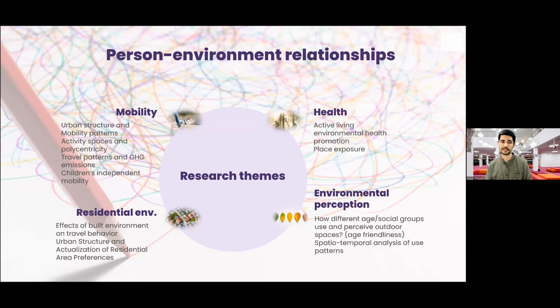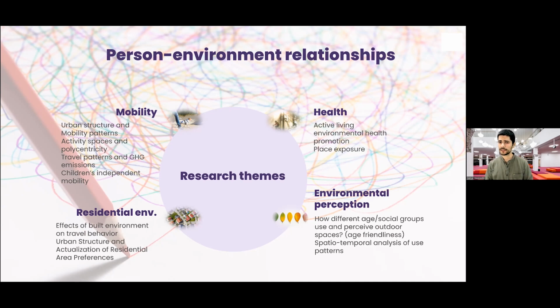We have also looked at travel patterns in relation to greenhouse gas emissions. We have looked at children's independent mobility in several studies. In many of our studies, we have looked closely at residential environments, for example, seeing how the built environment can affect people's travel behavior choices.